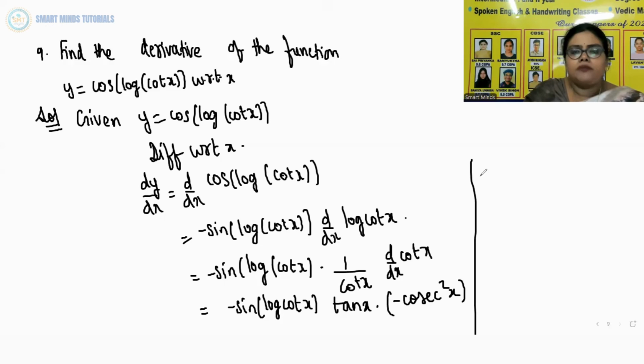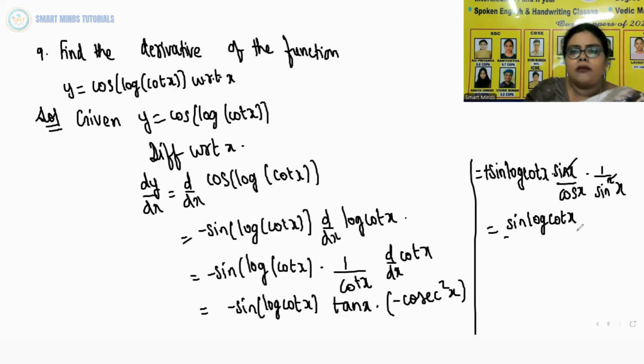Now how to further simplify? This is minus sin of log cot x. Minus into minus will become plus. Tan can be written as sin by cos. Cosecant square can be written as 1 by sin square x. Now sin and sin get cancelled. That is sin of log of cot x by sin x cos x. This is the final answer.